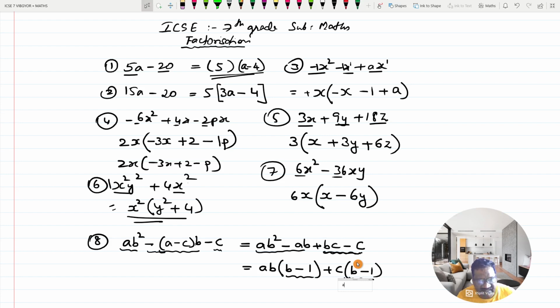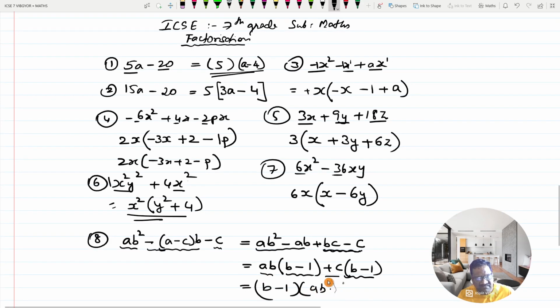So you can see that these 2 brackets are same, B minus 1, B minus 1. So you will have to take that B minus 1, the same bracket, and write it over here. And then you are left with this AB plus C. So that you have to put in another bracket, AB plus C. Okay. Yeah, you are getting 2 brackets now, B minus 1 in one bracket and AB plus C in another bracket.